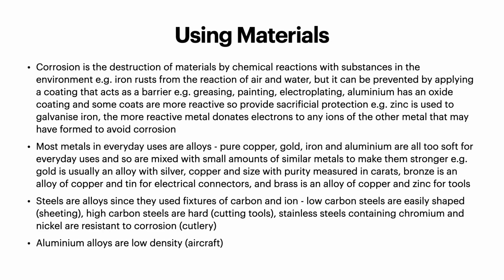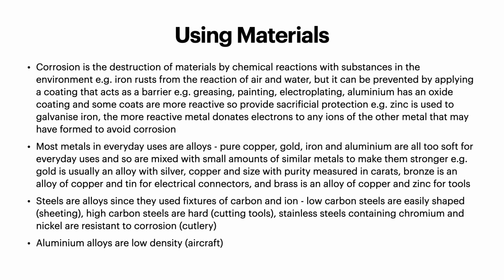And then we have corrosion. Corrosion is the destruction of materials by chemical reactions with substances in the environment. An example of this is that iron rusts from the reaction of air and water. But corrosion in general can be prevented by applying a coat that acts as a barrier.